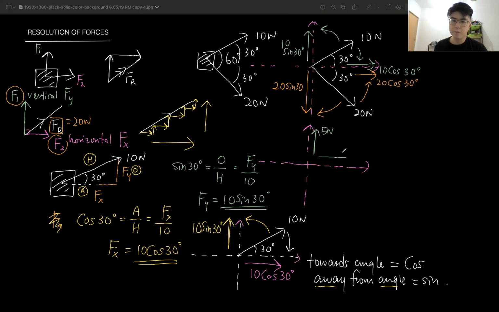And then the horizontal of the 10 Newton, 10 cos 30, is 8.66 Newton. We have another one, 20 sin 30, which is 10 Newton down. This one, 20 cos 30, is 17.32 Newton. So the force diagram has become like this.